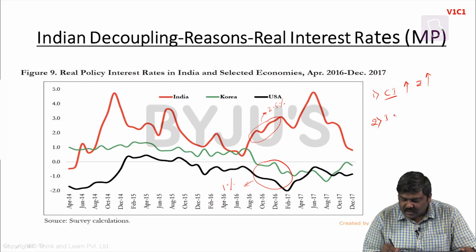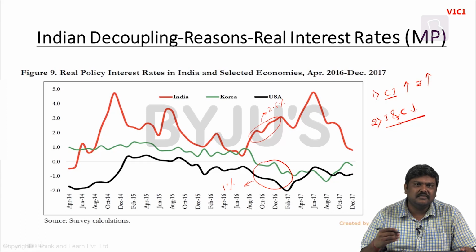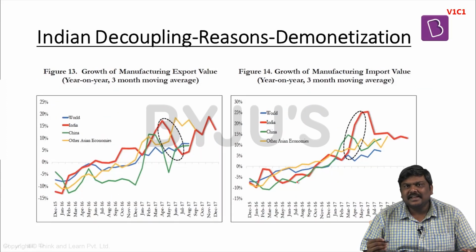The second outcome of this kind of higher real interest rates is that investment as well as consumption will keep on declining because the interest rates are very high. The second reason for this kind of decoupling is the implementation of policy measures such as demonetization as well as GST.